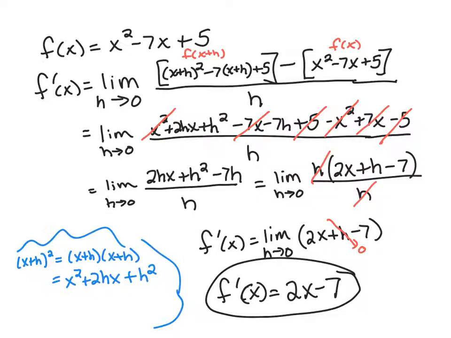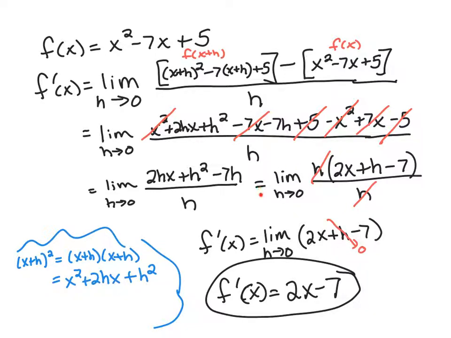And then I go back and anything that doesn't have an h gets subtracted away, right? x squared minus x squared, negative 7x plus 7x, plus 5 minus 5. And you'll see that it leaves me with just these bits, right? And all of these pieces have an h in them, which means that I can factor that h out. That's going to leave me with 2x plus h minus 7. And now, since I factored it out, I can cancel the h's.